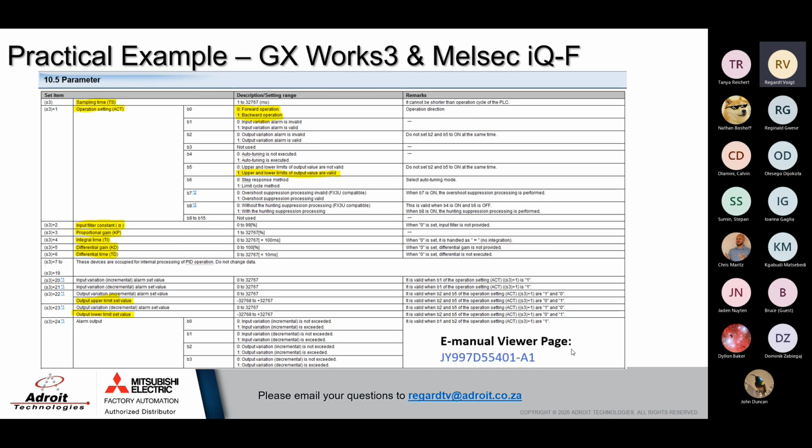If you want to know more about each and every one of these variables, or if there's some formula that didn't make sense to you, I did include the e-manual viewer page here. This will be the page number that you copy and paste into your e-manual viewer, and then you'll get all of this information in detail.